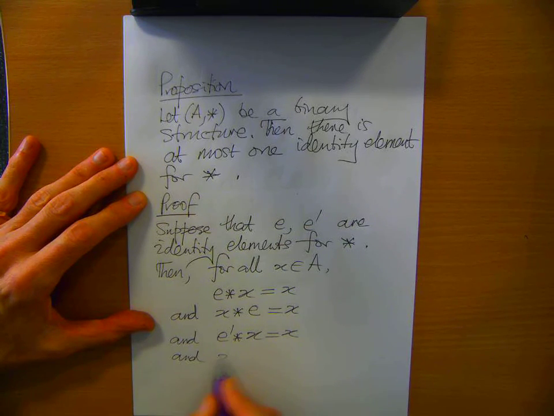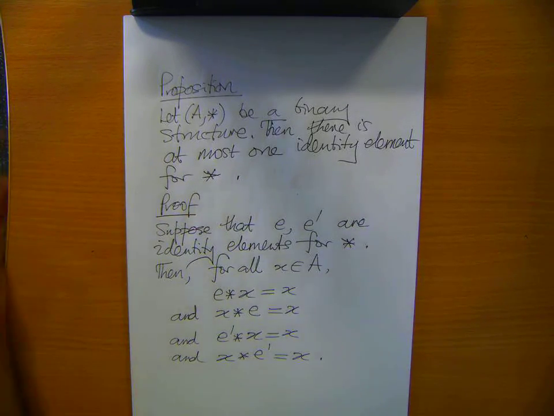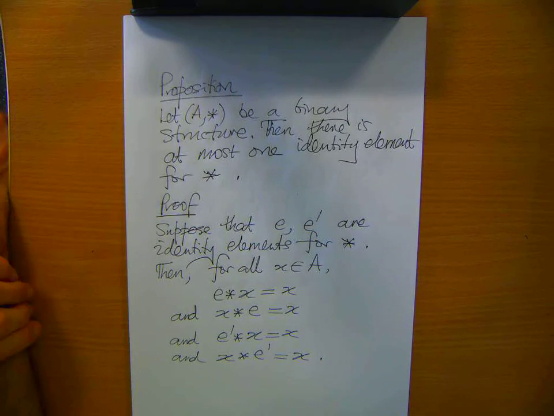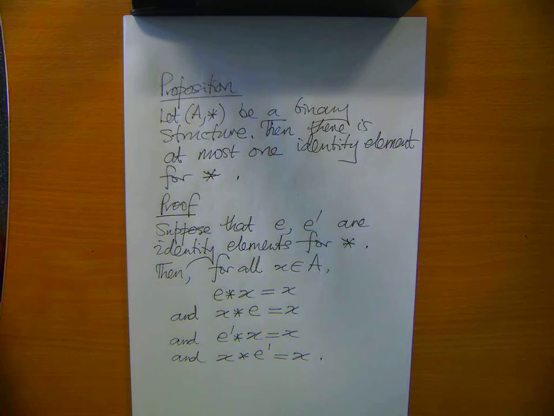So in fact we've got 4 equations here, 2 to do with E and 2 to do with E prime, because E and E prime both claim to be identity elements. And what we've got to show using these 4 equations, in fact we'll only need 2 of them, is that E equals E prime. So although a priori it looked like we had 2 candidates who could do the job, in fact they were kind of masquerading as each other. I don't want to take that analogy too far.